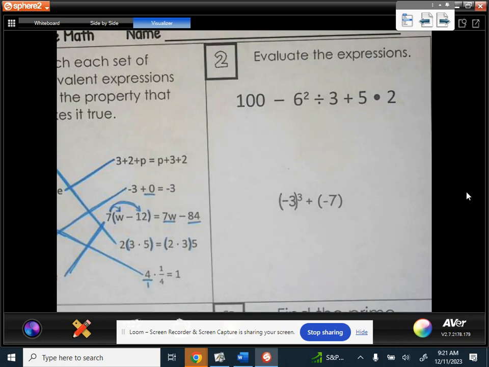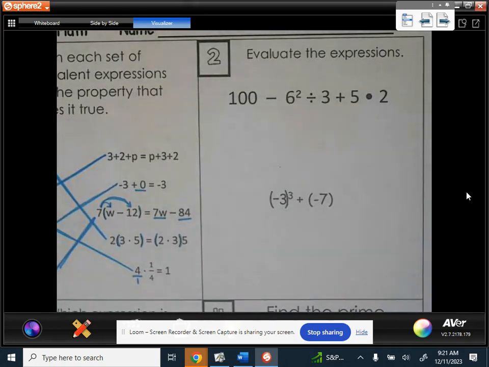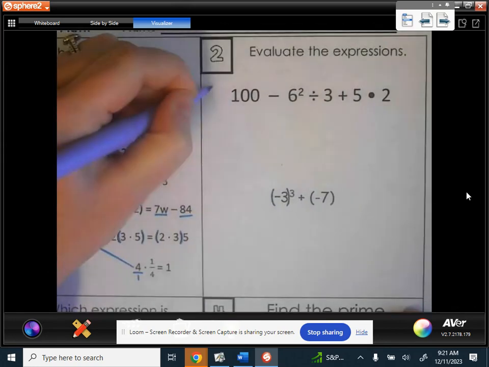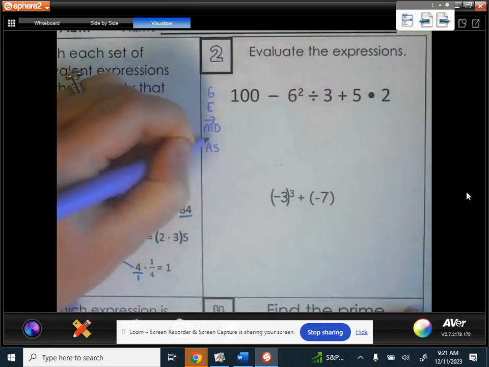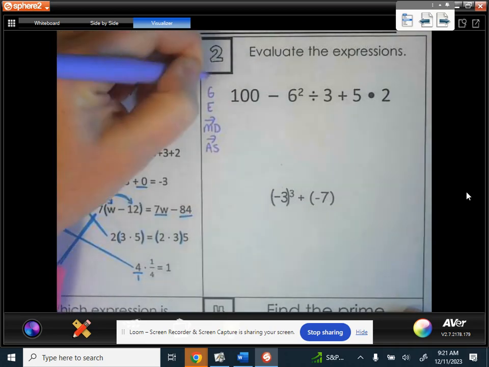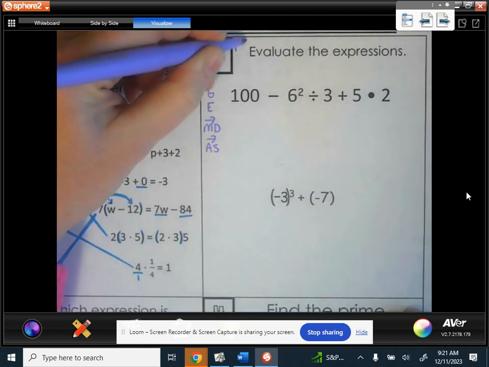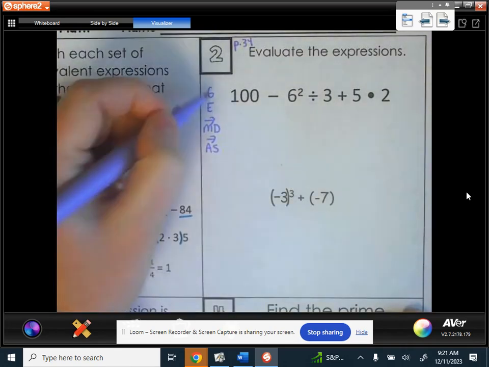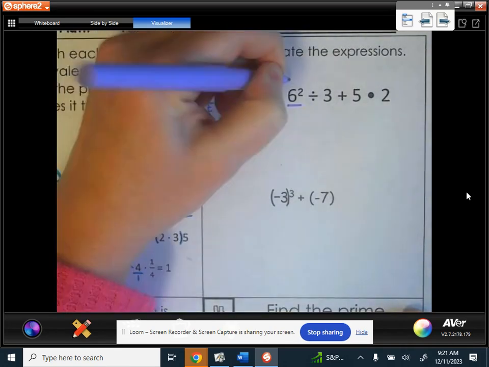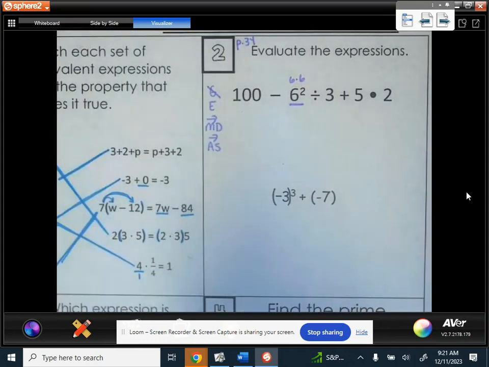Question number 2, evaluate the expressions. So we have two. They are both GEMDAS problems. So I'm going to write my GEMDAS out to the side. This is order of operations. This is in your notes on page 34. On this first one, we don't have any grouping symbols. We do have exponents, though. I would always recommend that if you have exponents that you write it out in expanded form.